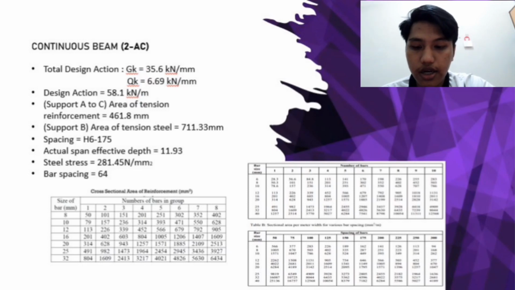After that, the actual span effective depth that I get is 11.93, which is less than the allowable value of 17.11. That can be considered okay and pass. Okay, next is for the cracking. The steel stress that I obtained is 281.45 Newton per millimeter square. For the bar spacing, the value that I get is 64.0, which is less than the allowable value of 150 millimeters. So this can be considered okay and pass. So that's all from me. Thank you.